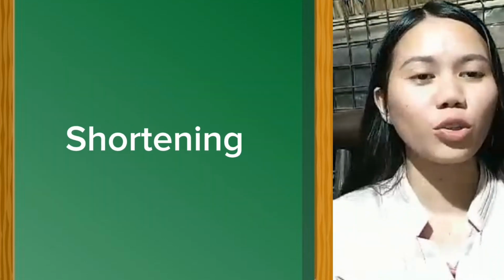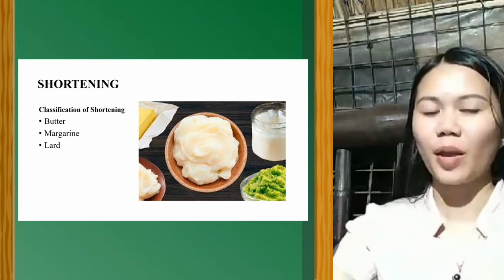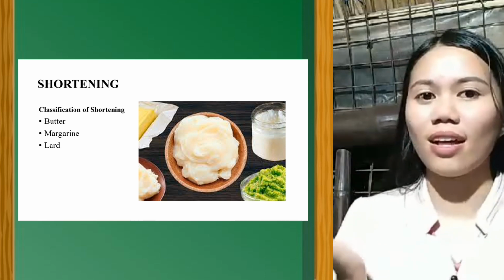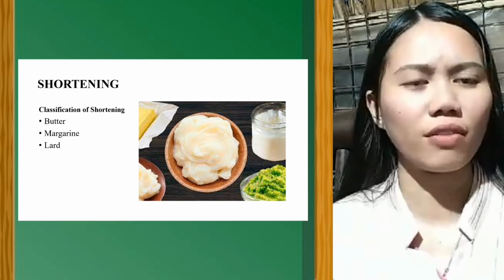So, let's proceed to the shortening product. So, shortening has different classification. The first one is the butter. Second one is the margarine. And last one is the lard. So, what's the differences of these three?